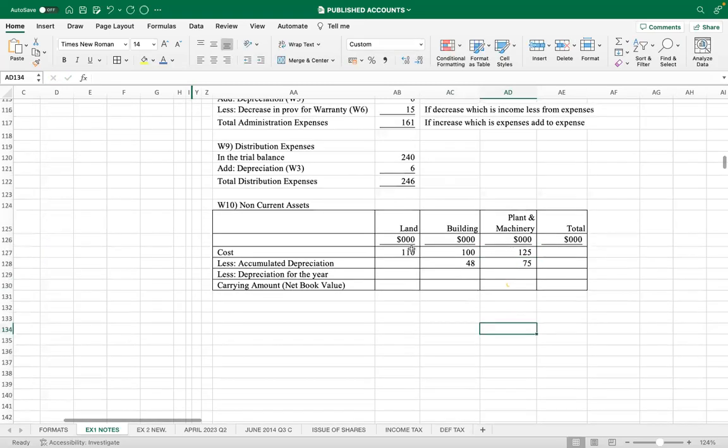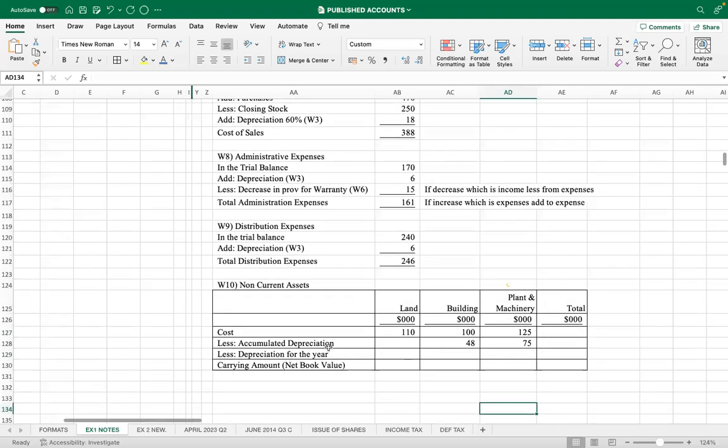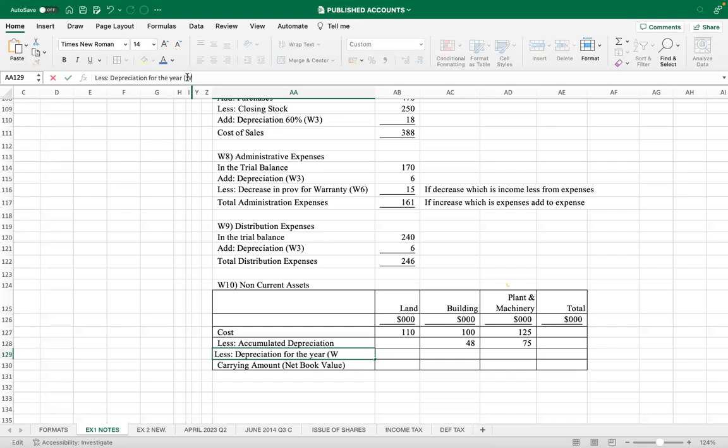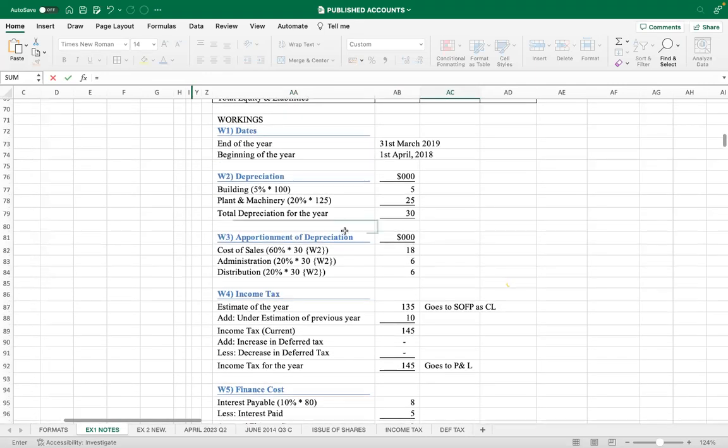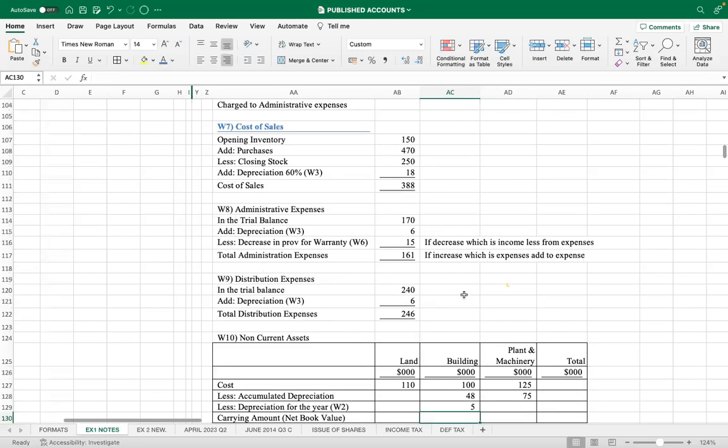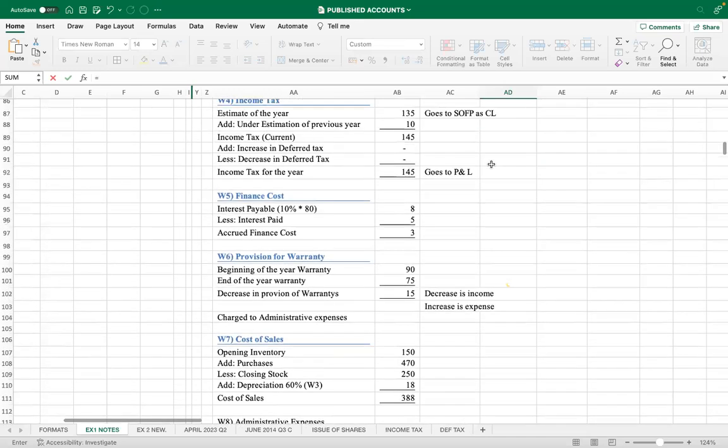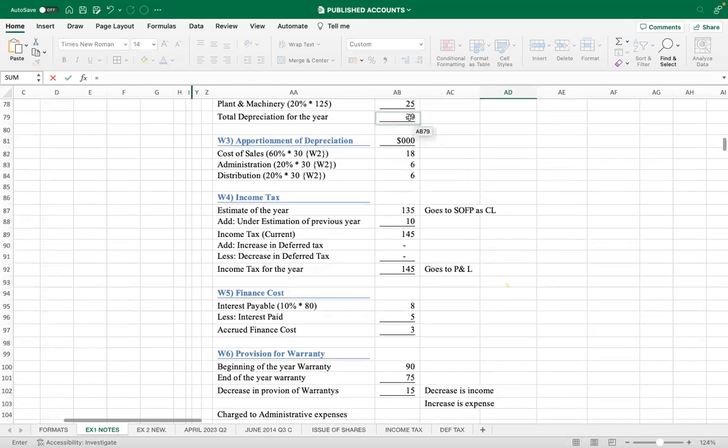So depreciation for the year is a certain working. Depreciation for the year, I think it was working 2, if I'm not wrong. How much was it for building? Working 2 depreciation. For building, it was 5. For plant and machinery, it was 25.